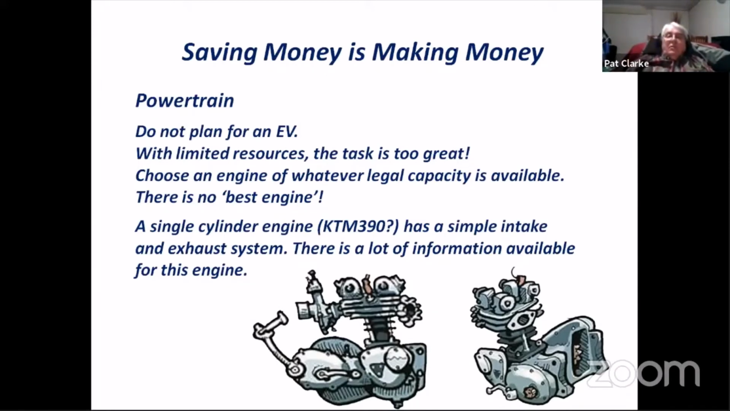I've said choose an engine of whatever legal capacity is available. There's no best engine. I'll talk about this a little more in a future slide, but said here, the single-cylinder KTM 390 engine has a simple intake and exhaust system, and there's a lot of information available for this engine. So that's a very valid choice. The only trap that we keep seeing teams fall into is they remove the throttle body, which I think is 47 millimeters in diameter, and between the throttle body and the induction system of the engine itself, they fit their 20 millimeter restrictor.